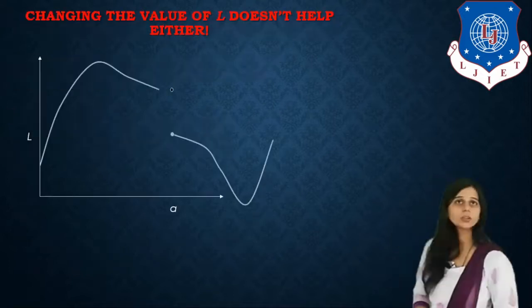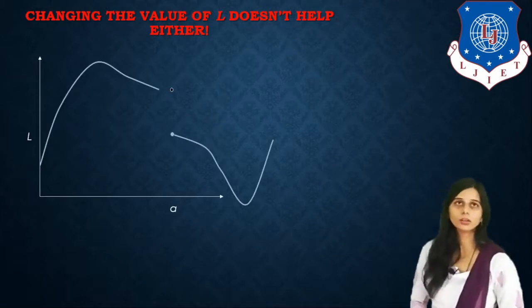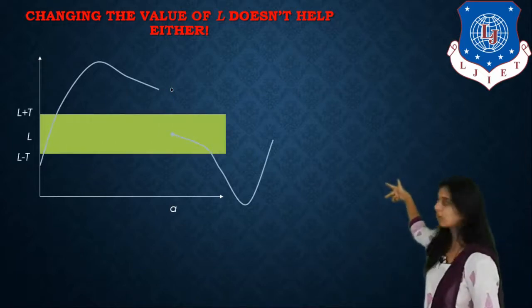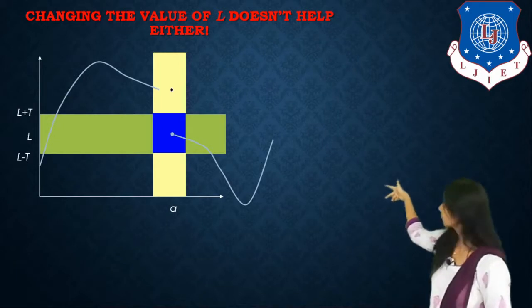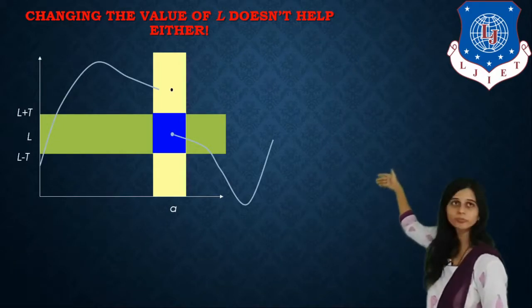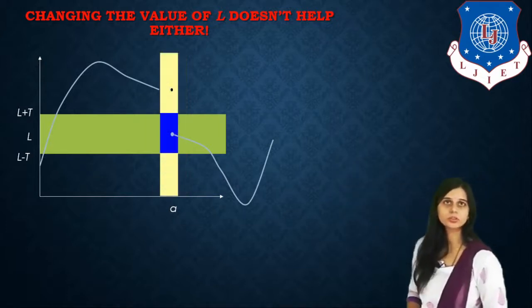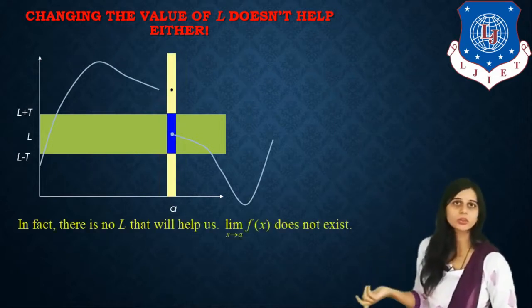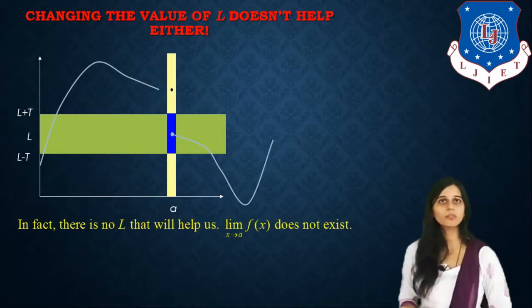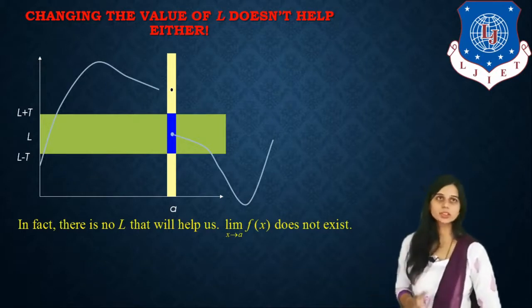Here, see another case. If we change the value of L, we are taking a strip around L in the graph. So it is L minus t, L plus t, and we change the value of a, but we are not getting the limit L. In fact, there is no L which helps us. So the limit as x tends to a of f of x does not exist.